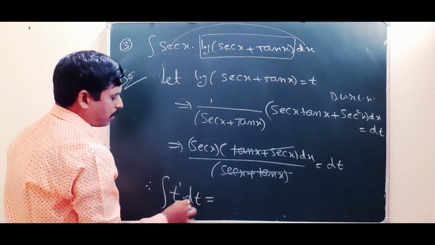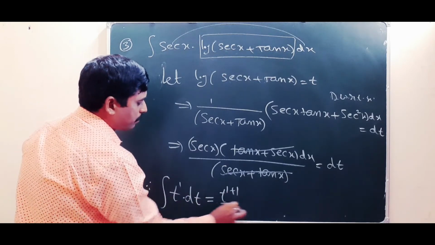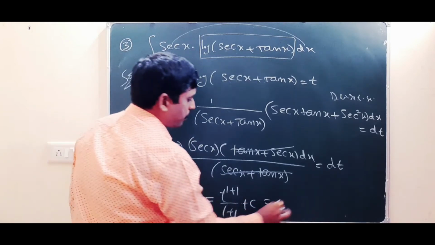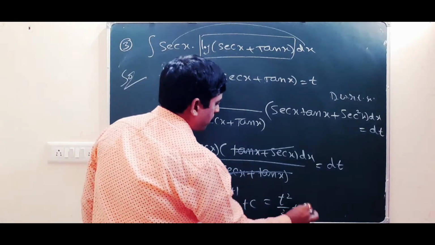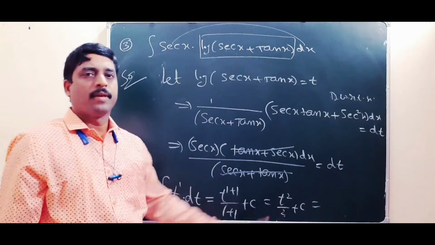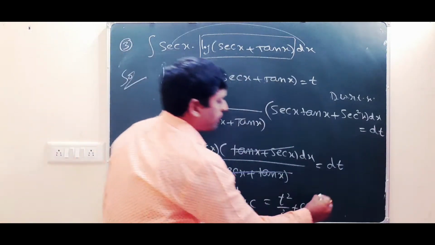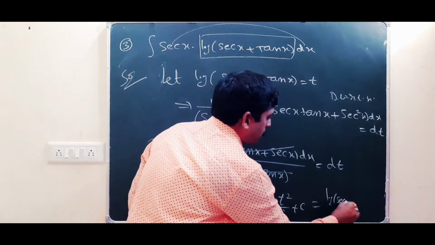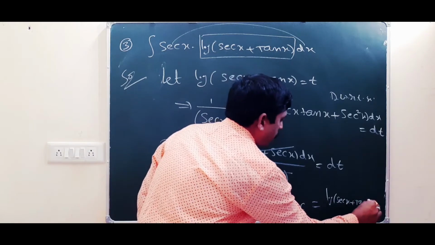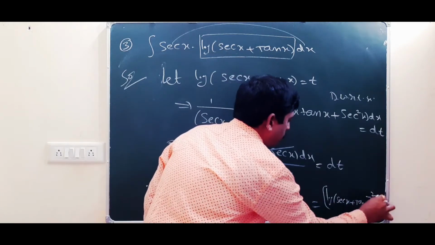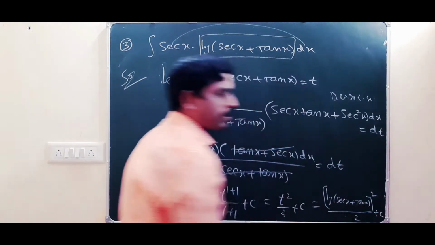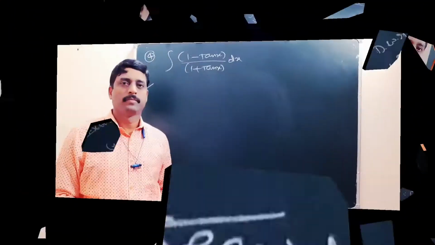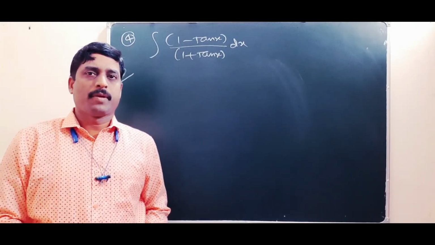The integral of t dt is t to the power 1 plus 1 by 1 plus 1 plus c. This is going to be t square by 2. In the place of t, we should write log of (secant x plus tan x) whole square by 2 plus c. This is the answer. Let us go to the next problem.